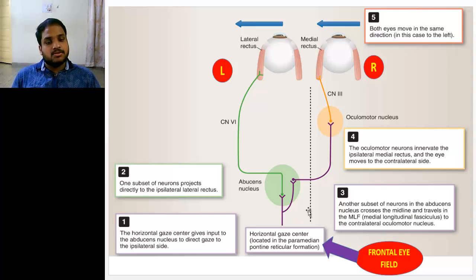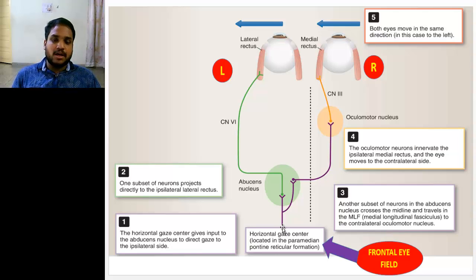Let us see. So the impulses from the right frontal eye field reach the left paramedian pontine reticular formation, also called the PPRF, right? So the impulses from the right frontal eye field reach the left PPRF.